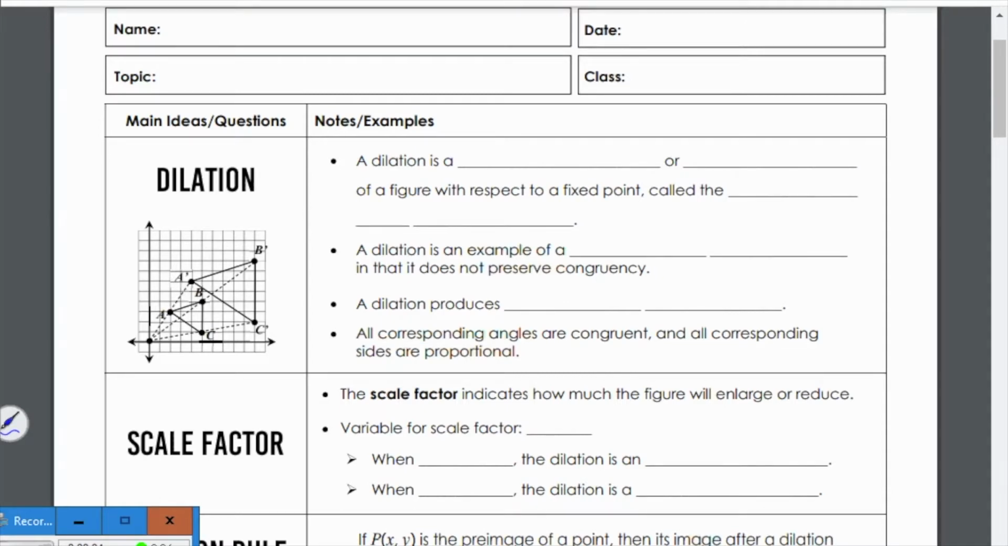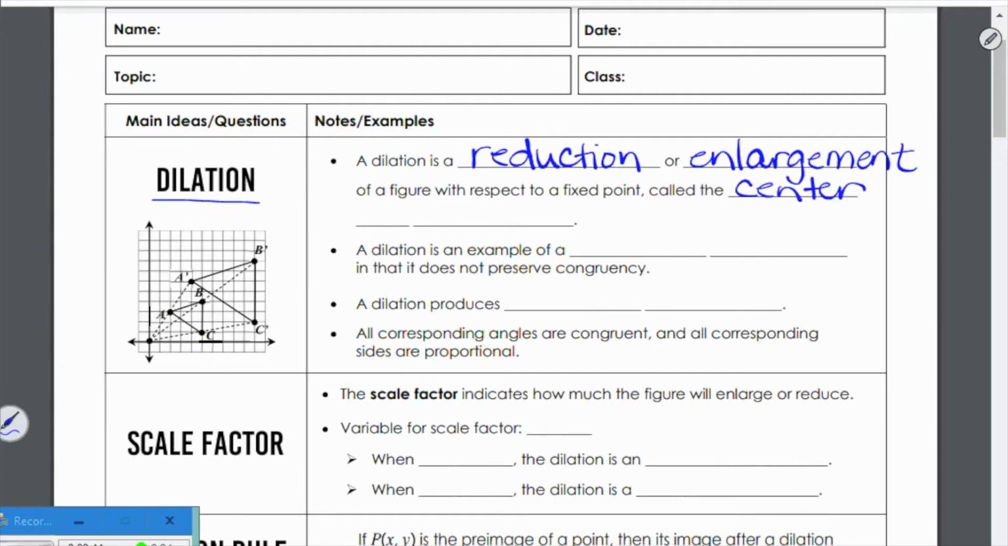This is going to be section 4.5. We are talking now about the transformation that is called a dilation. Okay, we kept this one separate a little bit because it is the one that's a little bit different. So a dilation is a reduction or enlargement. So we're either going to be shrinking a figure or enlarging a figure. Okay, and it's a reduction or enlargement of a figure with respect to a fixed point called the center of dilation.